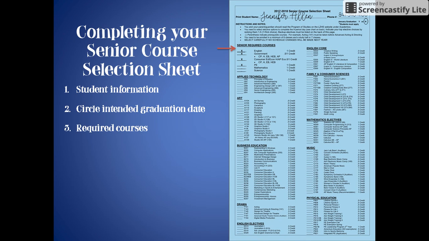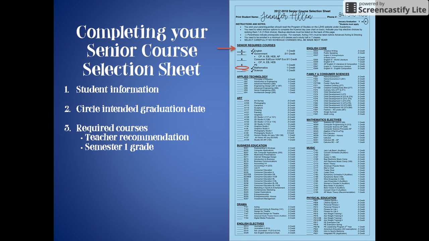Next, you'll notice the required courses listed. Most of those are based on teacher recommendation and your semester 1 grade. For English, while you will get a recommendation from your teacher, it's also important to note on your sheet which senior English elective that you plan on taking so your counselor knows.